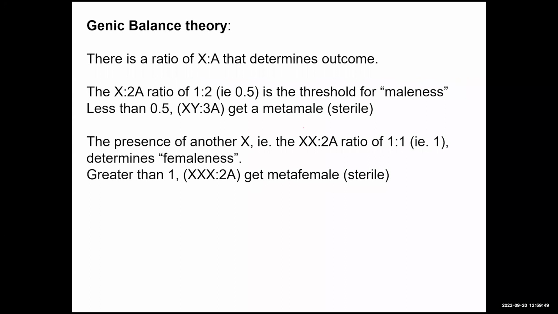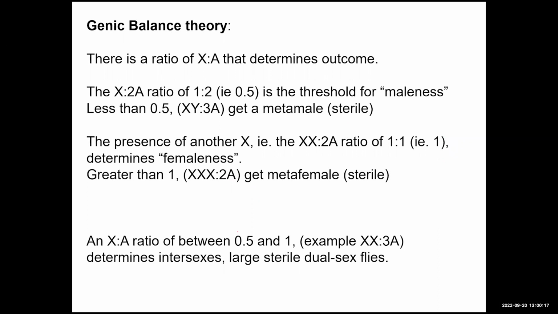The presence of two X's, or a ratio of 1, XX to 2A, results in femaleness. When the value is greater than 1, you also get metafemales, which are sterile. So instead of using the presence or absence of X's, it's the relationship of the number of X's to whether or not the animal is diploid or triploid. If the XA ratio is between these, then you get an individual who is intersex and will develop different traits from both males and females.